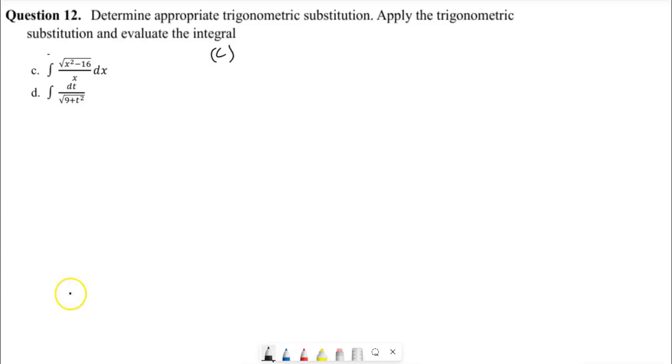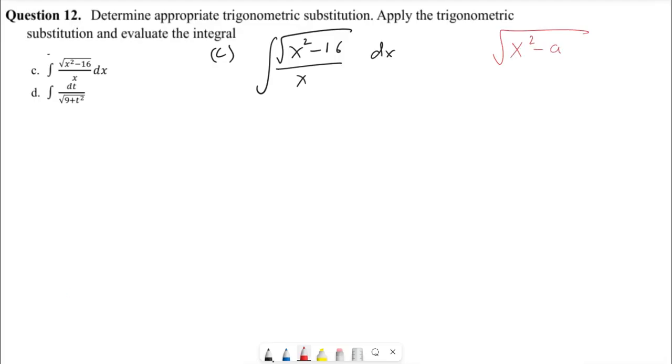Let's work on part C of question number 12. The integral of the square root of x squared minus 16, divided by x, with respect to x. So we have learned this technique. Whenever there is x squared minus a squared, the substitution which works is a secant theta.